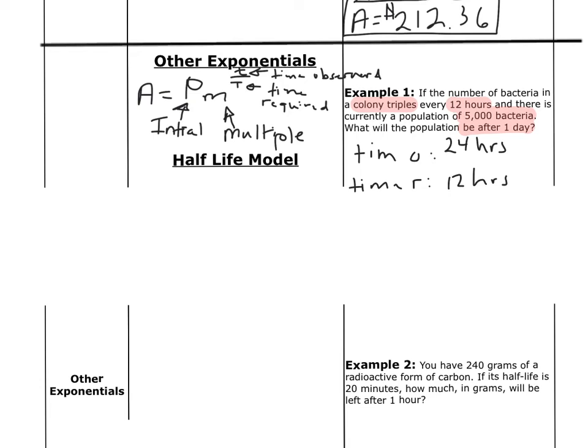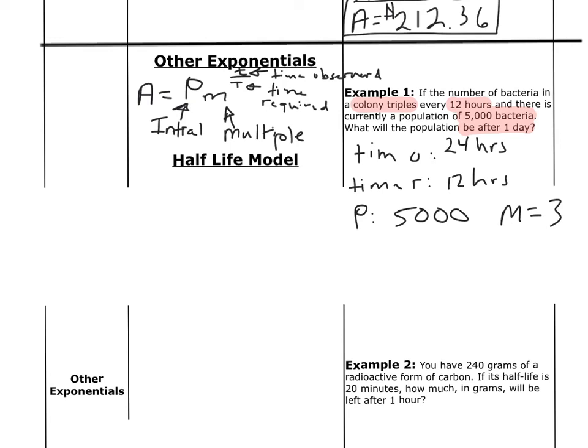Now, of course, the P value is going to be 5,000 because that was the initial amount of the bacteria, right? And then the multiplier, the m, is triples, so that's a 3. So if I were to say doubles, that would have been a 2. If I would have said quadruples, that would have been a 4, and so on.